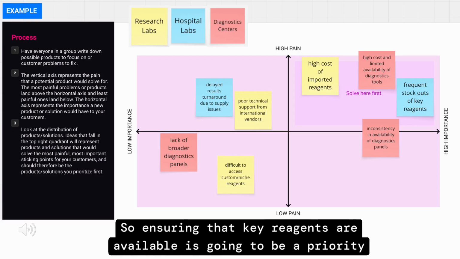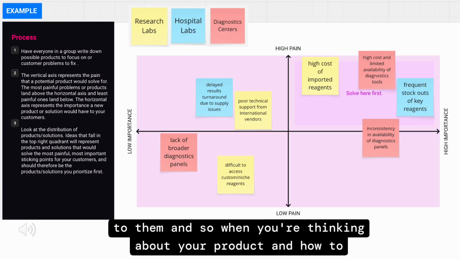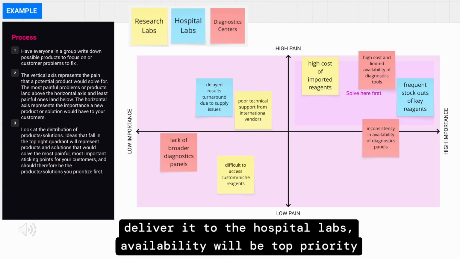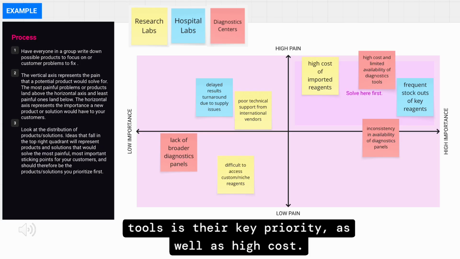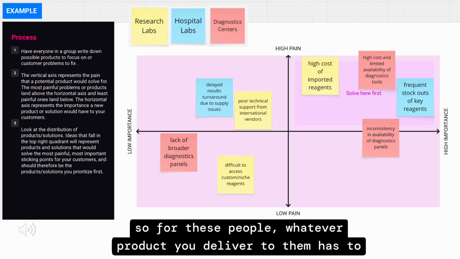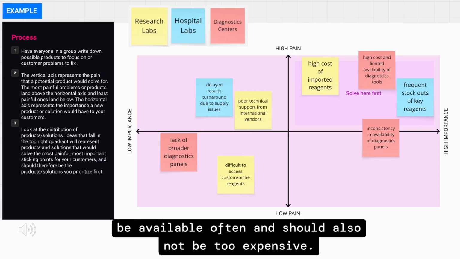Ensuring that key reagents are available is going to be a higher priority to them. And so when you're thinking about your product and how to deliver it to the hospital labs, availability will be top priority for you. And with diagnostic centers, the limited availability of diagnostic tools is their key priority, as well as high cost. So for these people, whatever product you deliver to them has to be available often and should also not be too expensive.